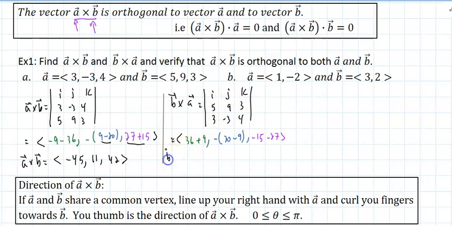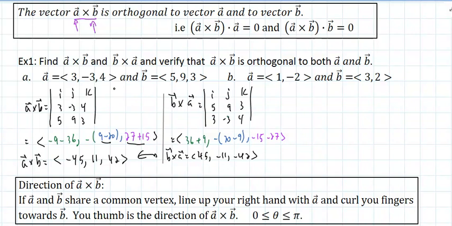I notice that B cross A is actually 45, negative 11, and negative 42. So, do we see the correlation between those? It turns out A cross B equals negative B cross A. Something to always keep in mind.